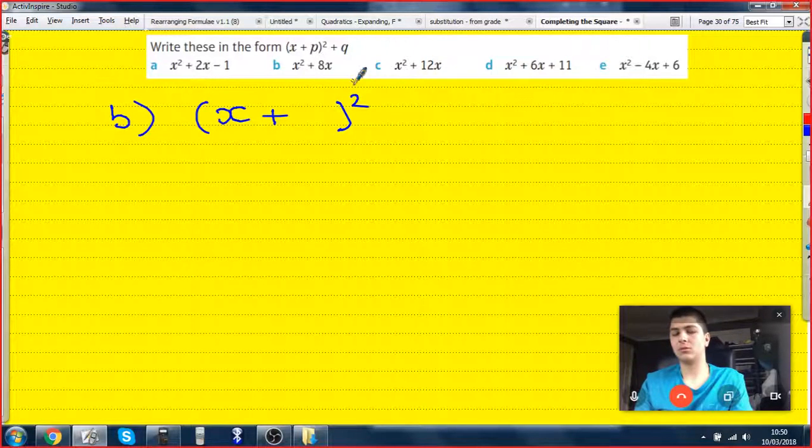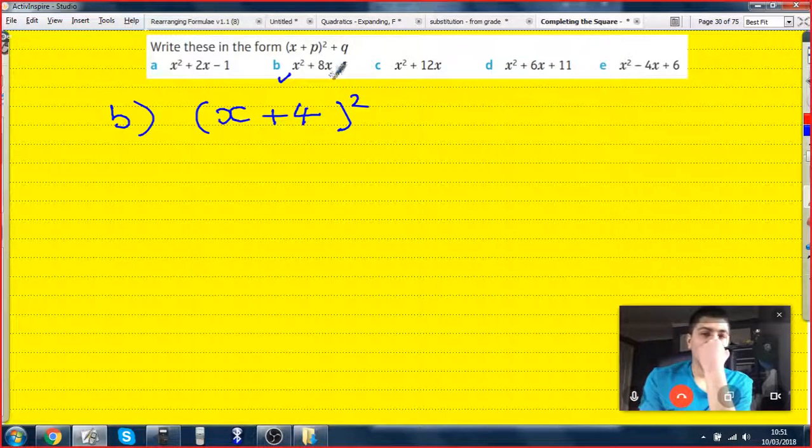So you know how when you expand a double bracket you always get 2 x's in the middle? So these 2 x's in the middle will add up to give 8x. So what would those x's have to be? Would that have to be the same? So would that be x plus 4? Yeah, that's right. It'd be 4x and 4x. So this bracket is x plus 4 squared. If we expand this bracket, we're going to get x squared, plus 4x, so that'll be 8x. We'll have something extra left over though. What will that be?